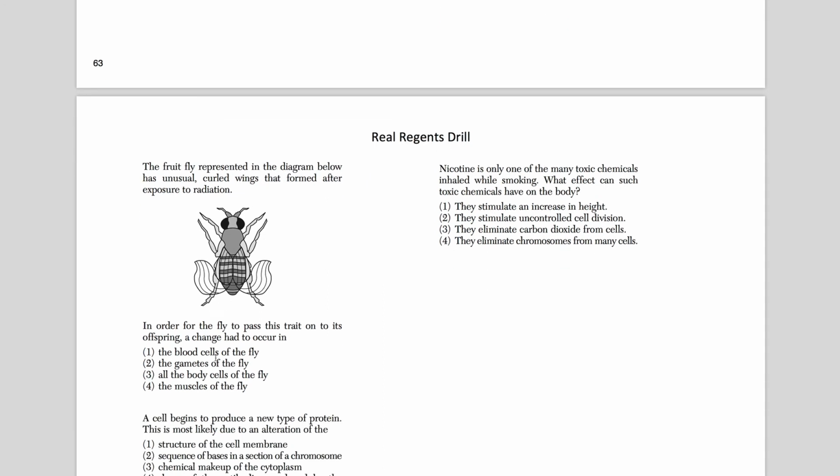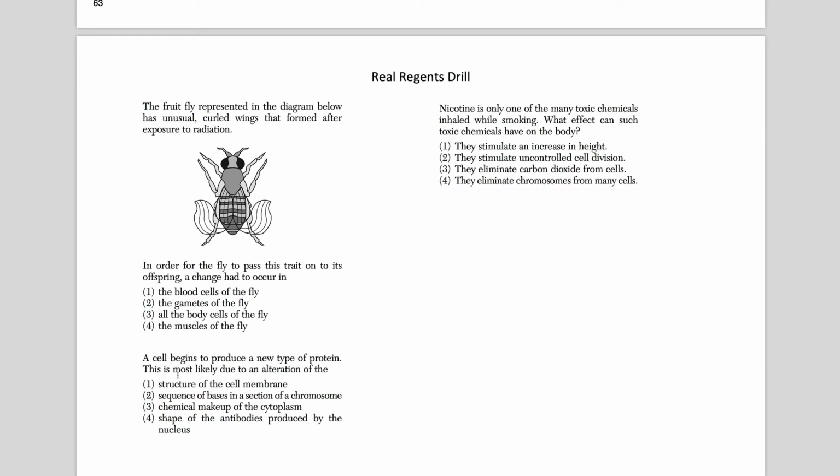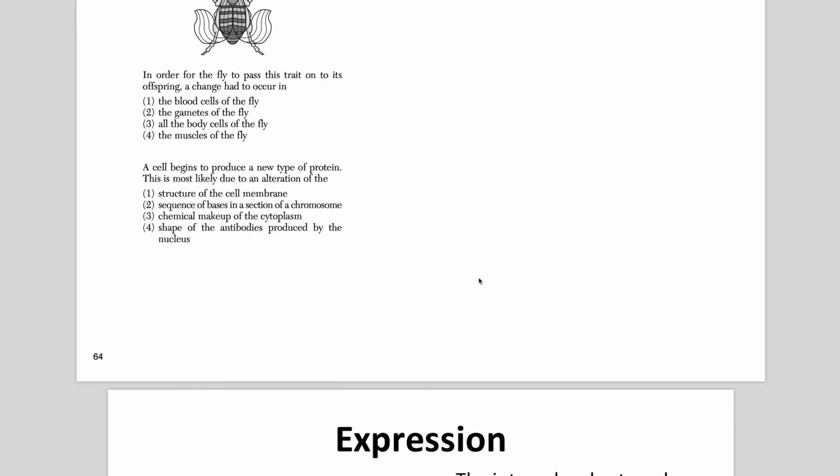A fruit fly, the only way it'll pass down is if it's in the gamete of the fly. A cell, this is most likely due to alteration in the structure of the bases. Nicotine is one of the toxic chemicals. It could cause a mutation. Stimulate uncontrolled cell division. That's cancer. It's called uncontrolled cell division.